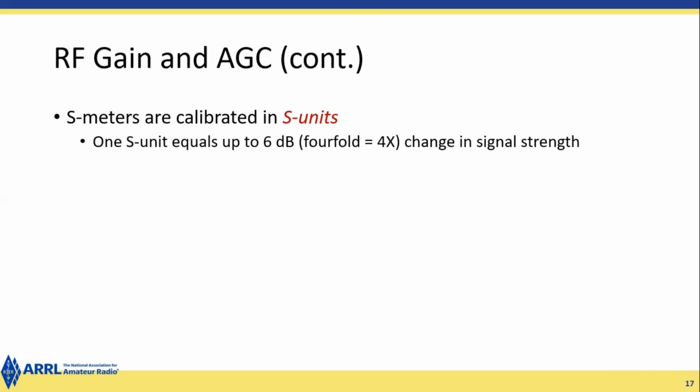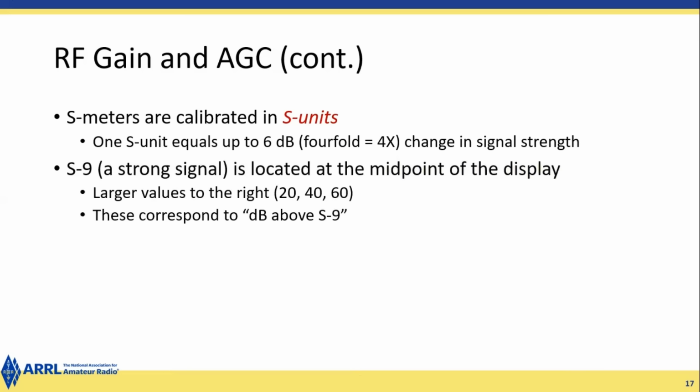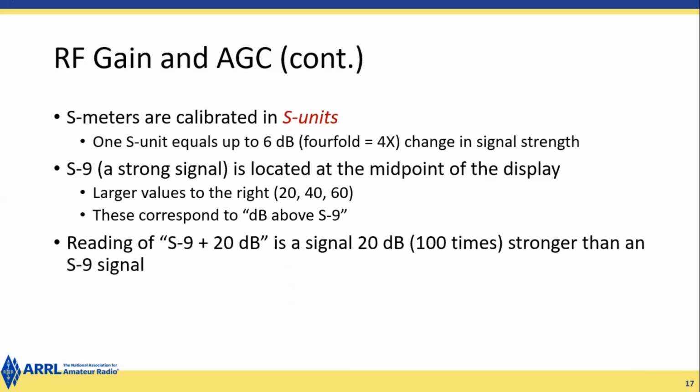S meters are calibrated in S units. One S unit equals 6 dB. Fourfold is equal to a 4x change in signal strength. S9, a strong signal, is located at the midpoint of the display. Larger values to the right, 20, 40, and 60, correspond to dB above S9. A reading of S9 plus 20 dB is a signal 20 dB, or 100 times, stronger than an S9 signal.